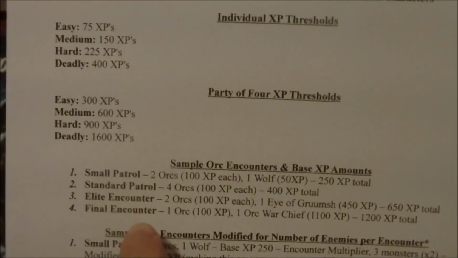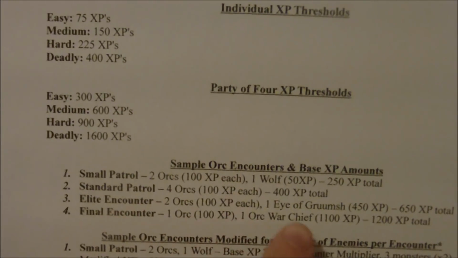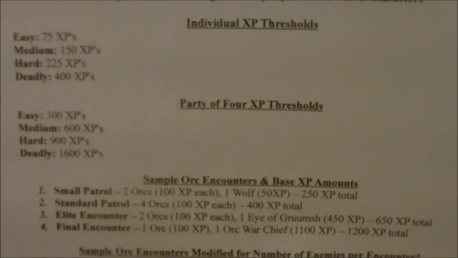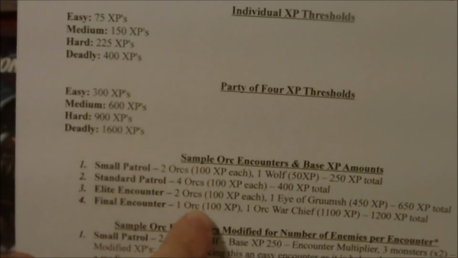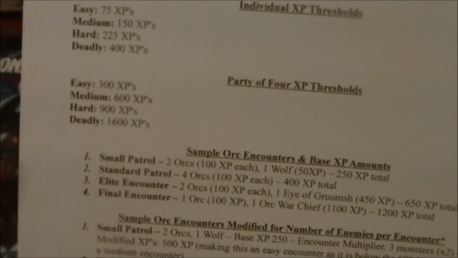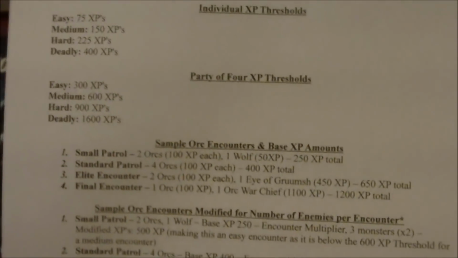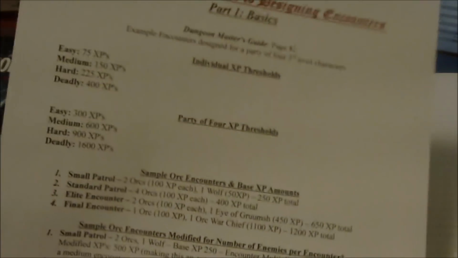We then have our lead encounter, which is 2 orcs worth 100 experience points each, Eye of Grumish for 450, so that's 650 experience points. And then our final encounter is just 1 orc worth 100 experience points, and the Orc War Chief worth 1,100 experience points, for 1,200 experience points total.